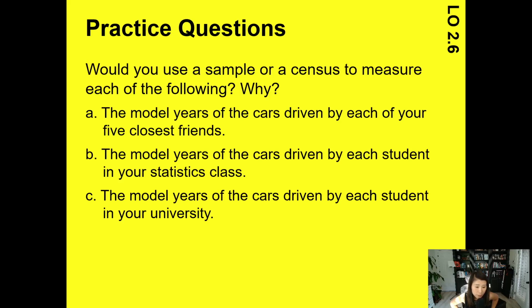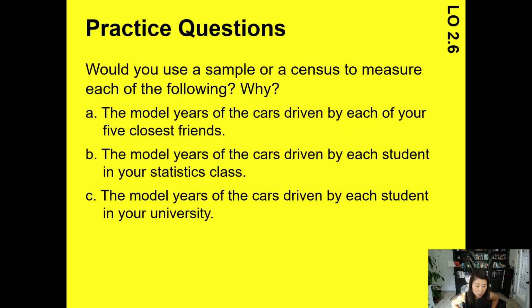B, the model years of the cars driven by each student in your statistics class. Our class at Penn West is not really large. We only have 30 students; I think 35 is the cap. So it's again a small population size, and there is no need to sample. You can just ask all 35 classmates, hey, what model year is the car you drive? So for question B, you're going to choose a census, again because of the small size of your population.